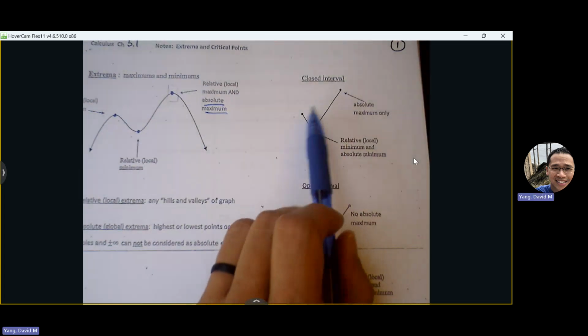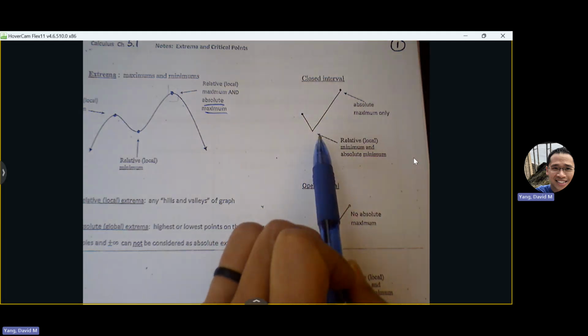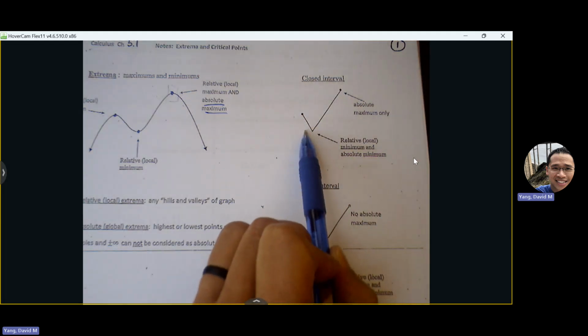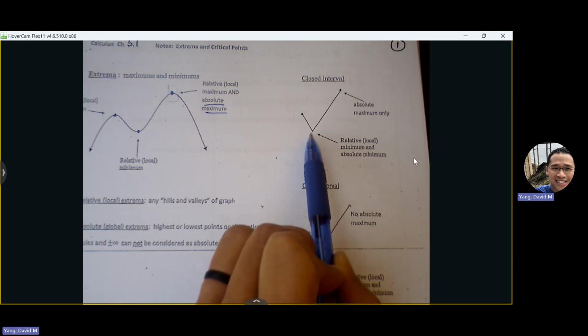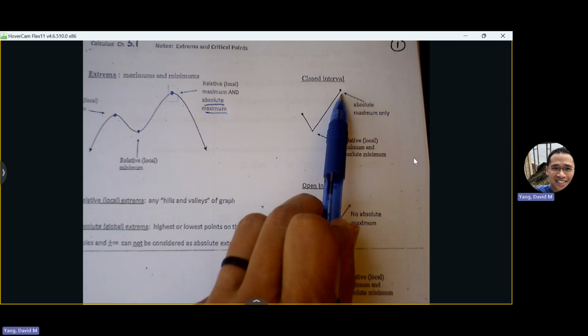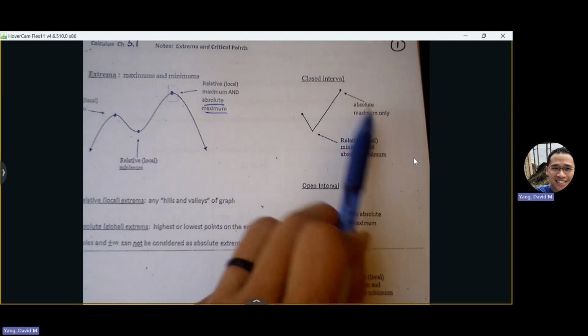Okay, so on the closed interval, if we have endpoints that are defined, this graph would have a relative minimum because there is a valley for our graph. This also is an absolute minimum as well. There's no other point lower than this point.